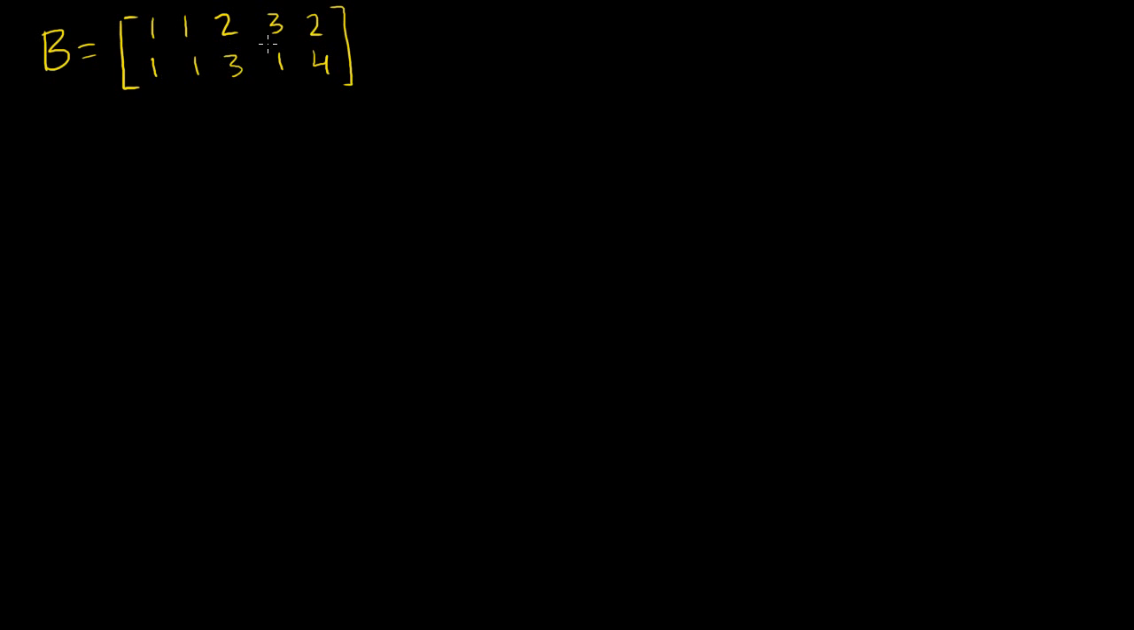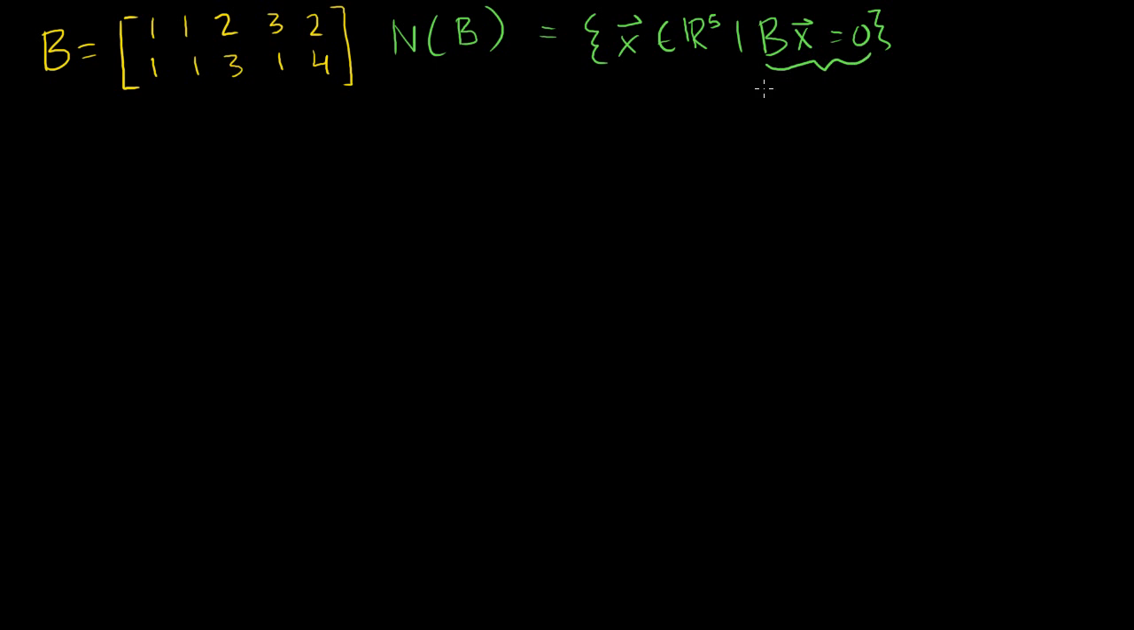Let's say I have this matrix B here, and I want to know what the null space of B is. We've done this multiple times, but just as a review, the null space of B is just all of the x's that are members of R5, where my matrix B times any of these vectors x is equal to 0. That's the definition of the null space. I'm just trying to find the solution set to this equation right here.